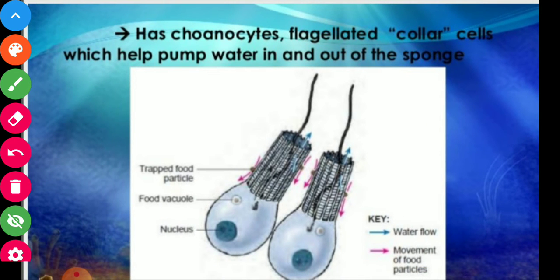These are the collar cells. They are called choanocytes. They are flagellated, which helps pump water in and out of the spongocoel.